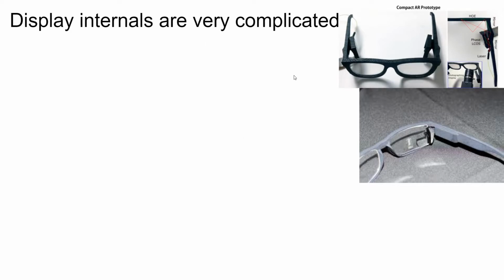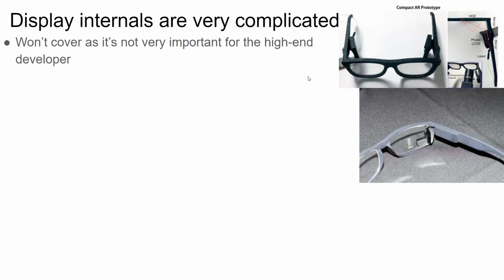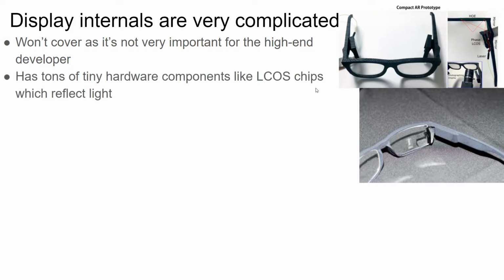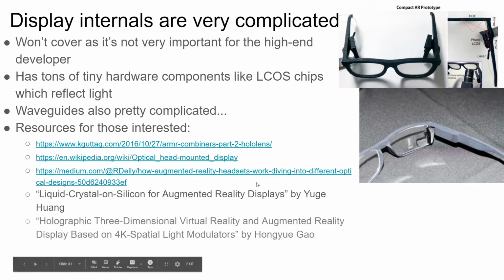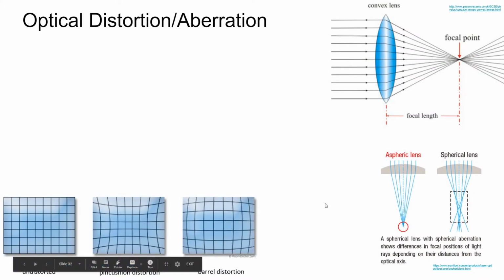So as you can imagine, the display internals are pretty complicated, and I won't go into any low-level explanation of how they work because it doesn't really matter to us as the higher-level developers. They have a bunch of tiny hardware that explains how the light gets bounced around and generates the image. And the waveguides themselves and their design are kind of complicated. Here are some resources that you can check out if you are interested in how they work in terms of the optics. And I have more resources coming.